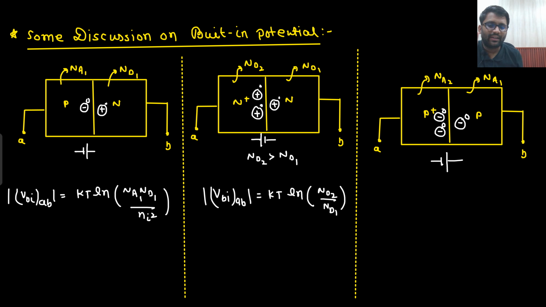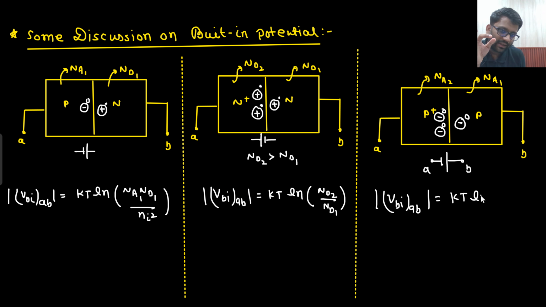Although I don't care about the polarity, but still somewhere we will be requiring the polarity. That's why I am making it. So what will be the built-in potential between A to B? I only care about the magnitude. So this also we have seen: KT ln higher concentration divided by the lower concentration. So the answer would be Na2 by Na1.